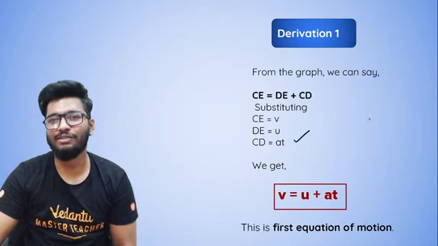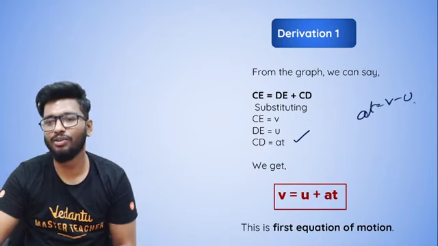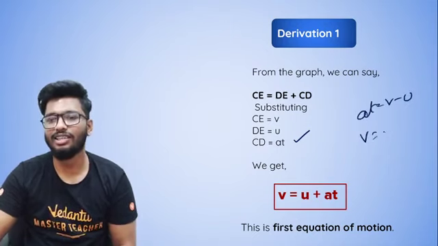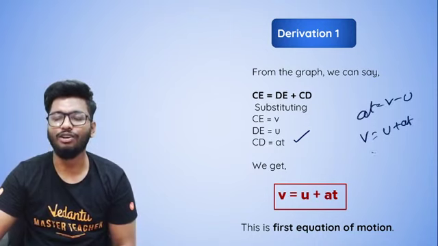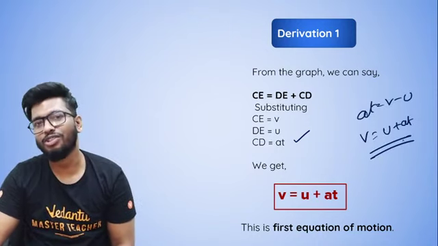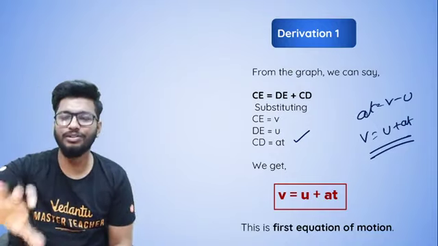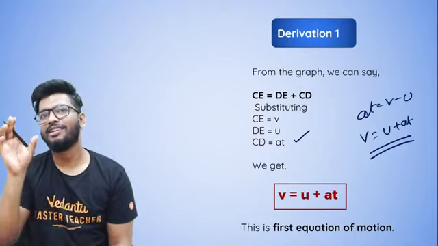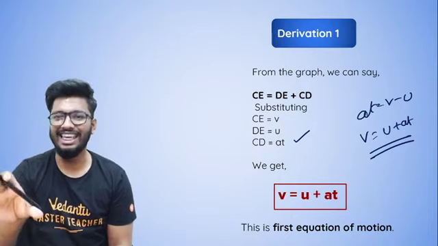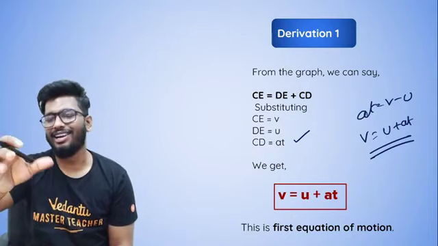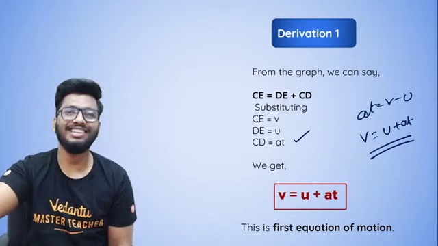That's your first equation of motion. That is at is equal to v minus u. Rearrange the equation. So v is equal to u plus at is your first equation of motion. That's it. Simple, guys. You just need to draw the graph and use the acceleration formula. Substitute the value of CD and put it as at, and you'll get the answer.